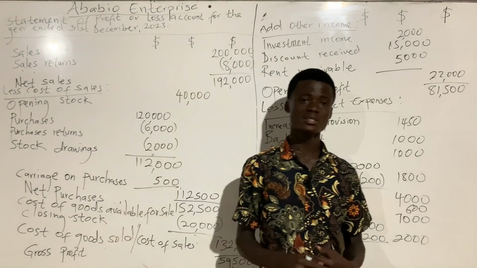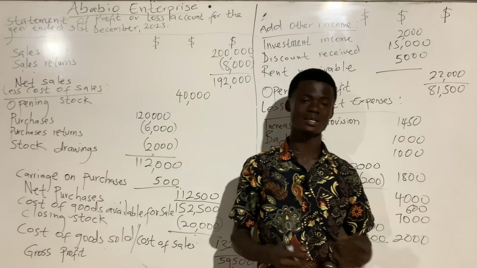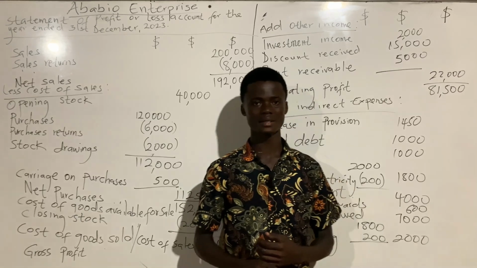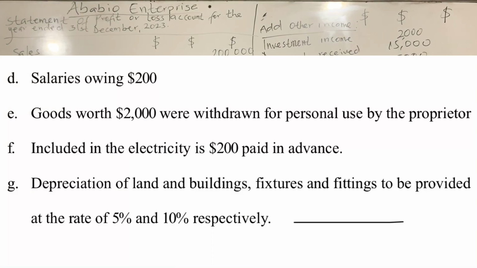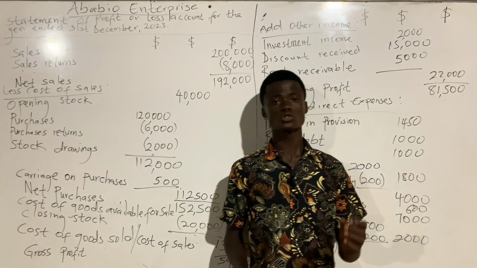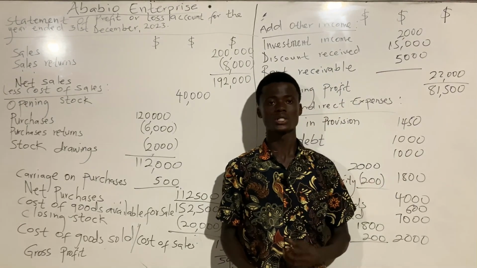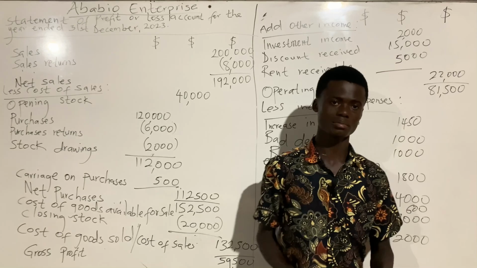After the salaries, our next indirect expense is the final additional information, which is the depreciation of non-current assets. It says that additional information G, depreciation of land and building, fixtures and fittings to be provided at the rate of 5% and 10% respectively. Since we've only been given the cost of those assets, the rate will be calculated direct on the cost to get the annual depreciation.